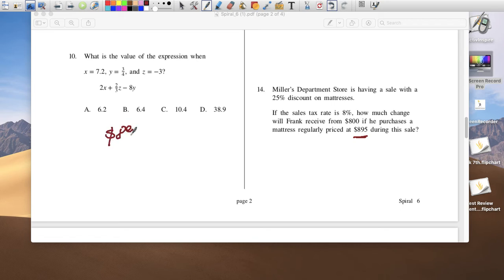And let's find the discount. The discount's 25%, so I'm going to multiply this by 0.25. So let's find out what the discount price is. And let's get a calculator.